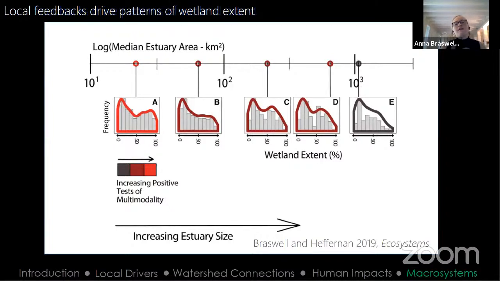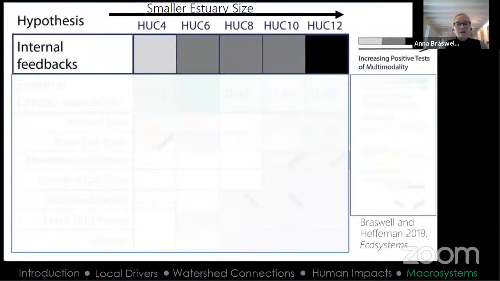This really shows that these lateral feedbacks are operating at a small, local scale, and that's influencing the patterns of wetland extent that we're seeing. So I'm going to orient this figure to you quickly because I'm going to come back to it. It's basically a way to sum up all of our results, going from the HUC 4 to the HUC 12 scale across the top. HUC 4 is like the size of the Albemarle-Pamlico estuary, whereas a HUC 12 would be a subtributary of the Neuse River. So really going from expansive estuary size to a really small estuary size along these HUC scales. For internal feedbacks, we see that they're really operating at this smallest HUC 12 scale.